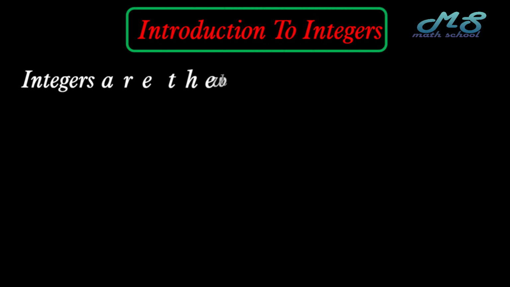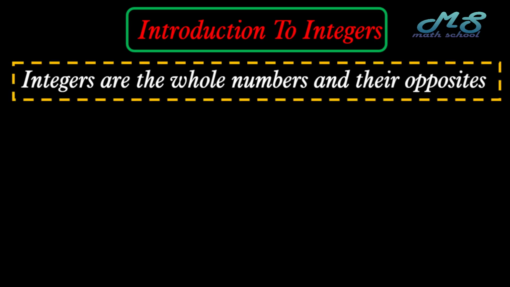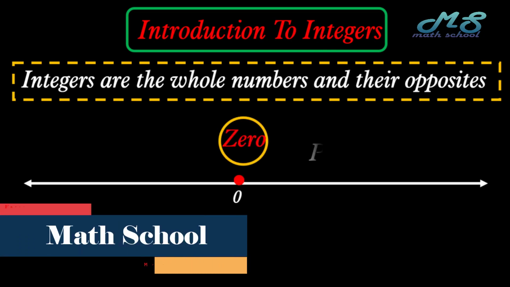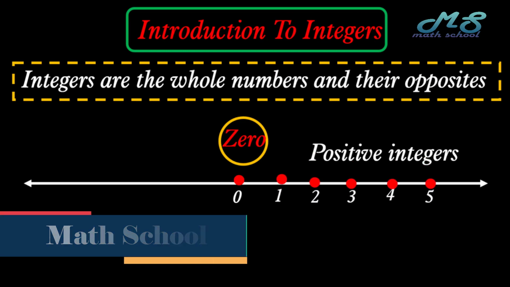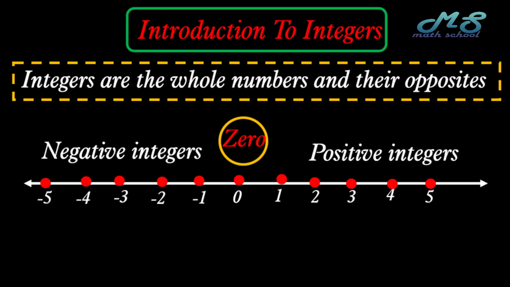What are integers? Integers, guys, are the whole numbers and their opposites. To define the integers, we will draw the number line. In the middle, we have 0. To its right, we have the positive integers. The positive integers are 1, 2, 3, 4, 5, and so on. To the left, we have negative integers. The negative integers are negative 1, negative 2, negative 3, negative 4, negative 5.